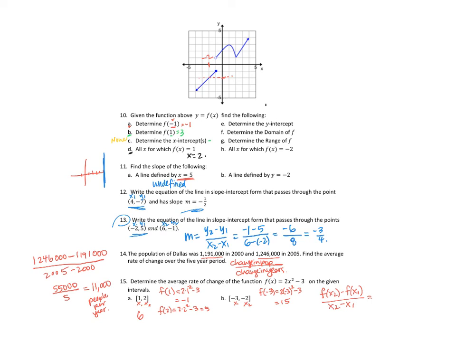Okay, and then if I plug in negative 2 into that, I'm going to get 2 times negative 2 squared minus 3. Let's see. Negative 2 squared is 4 times 2 is 8. 8 minus 3 is 5. Okay, so my y values are going to be 15 minus 5 over, and then my x values are negative 2 minus negative 3. On the top I've got 10, and on the bottom I have negative 2 plus 3, which is 1. And the answer there is 10, is my average rate of change.